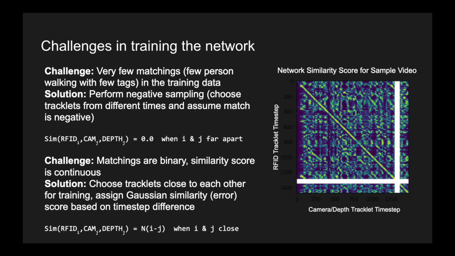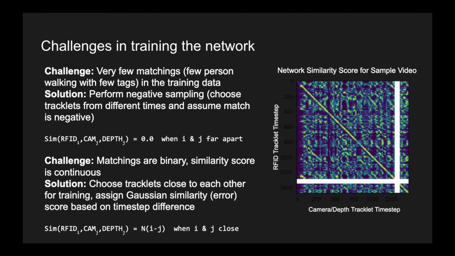With very few raw matchings in the training data, we had to negatively sample the dataset for mismatching tracklets. We additionally noticed that our matchings are binary, while similarity scores are continuous. If we only choose entirely positive matches with score 1, or entirely negative matches with score 0, the model wouldn't train well to output the continuous similarity scores. As such, we also include vectors where tracklets are temporally close to each other, and assign a Gaussian label that reflects the time-step difference between the tracklets.